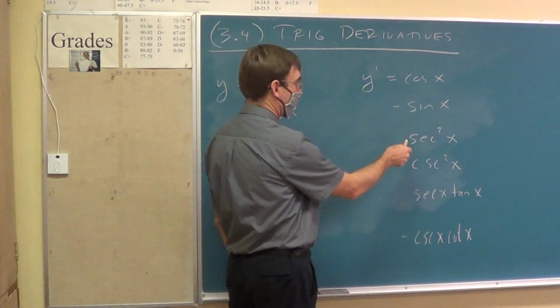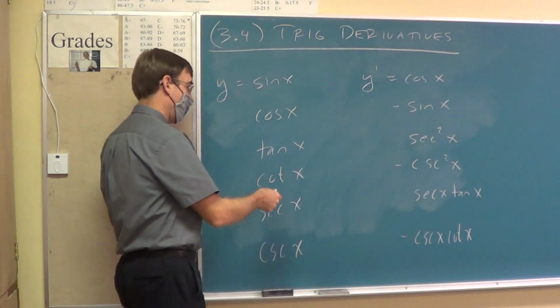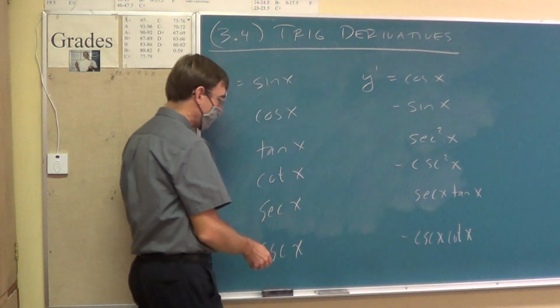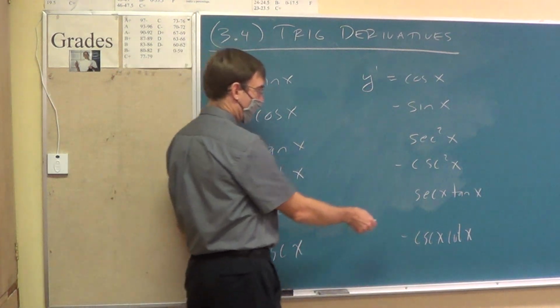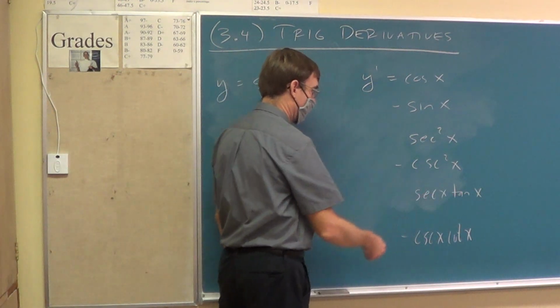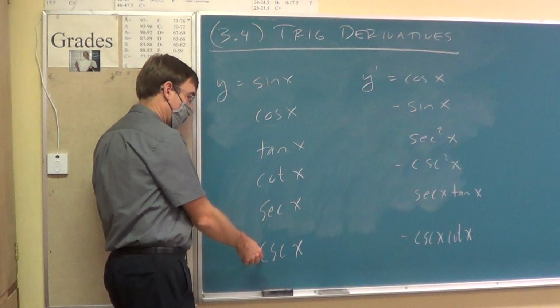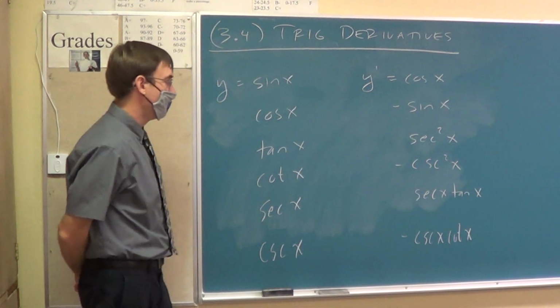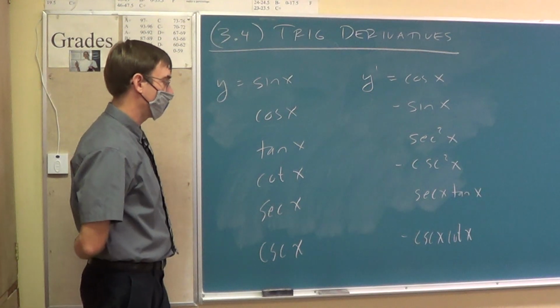Tan, you need to memorize, is secant squared. Cotan is going to be negative cosecant squared. Secant is going to create itself as well as tangent, secant and tangent. Cosecant is going to be negative cosecant and cotangent. So there's 6 rules to memorize.